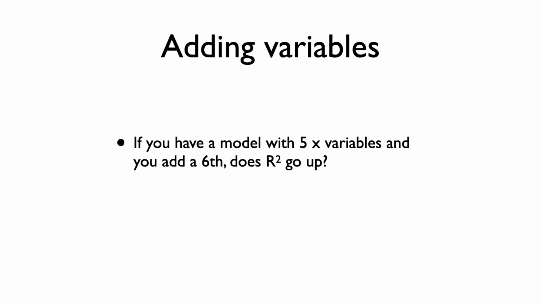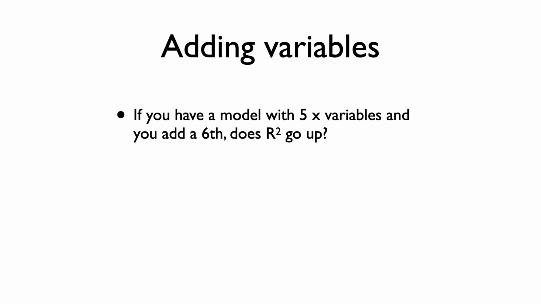So when we add a new variable in, think about this: if you have a 5-variable model, let's get complicated now, and we add a 6th variable in, does big R squared go up? Well, it has to. Oh yeah, it could stay the same. It could be 0 overlap, so I guess it's possible that it would stay the same. It can't go down.